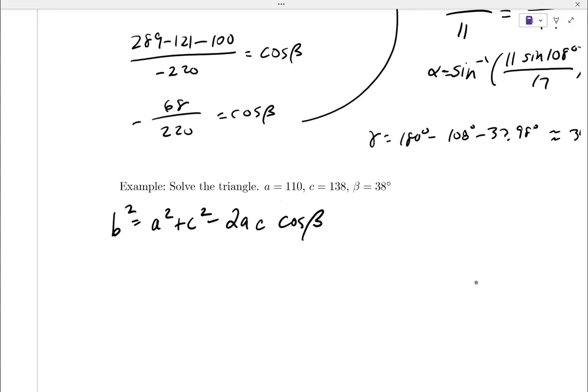So again, we are given A and C and beta. So all of that's going to be on the right-hand side. The B squared is on the left. That leaves... Listen to what I say. I don't look at what I write, apparently, today. All right. So the A is 110. The C is 138. I about wrote sine again. That's why I paused for a second.